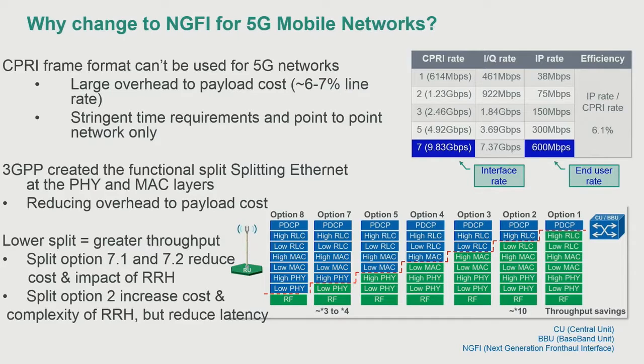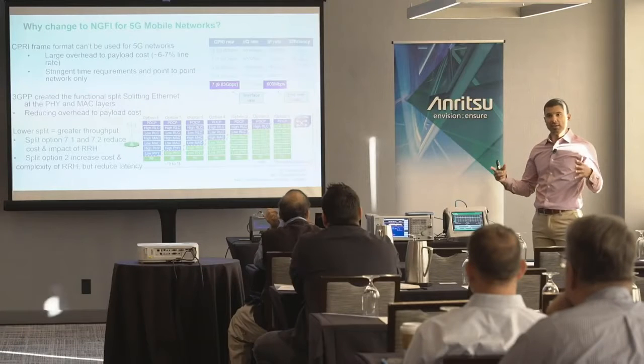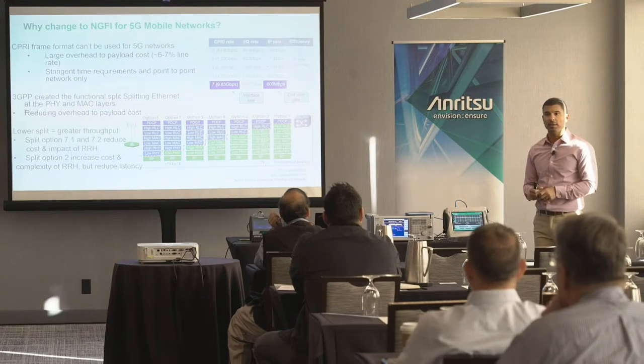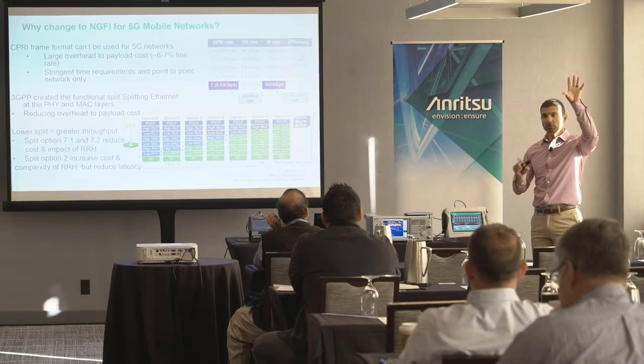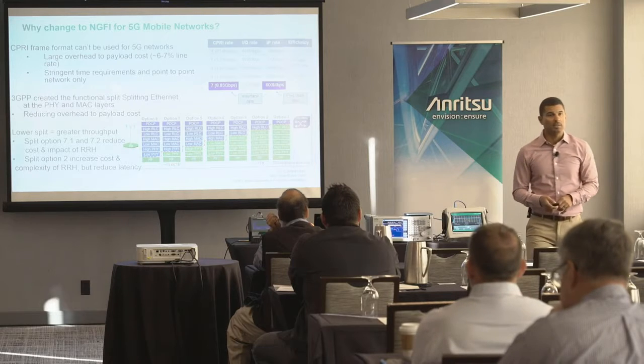The biggest thing, though, is you'll notice, even as you get into higher CPRI rates, look at the IP rate. This is your actual data throughput, your IP user data. You'll notice that even at nearly 10 gigabits per second, or CPRI rate 7, you only have an actual IP end user rate of 600 megabits per second, which only equates to an efficiency of 6.1%. So think about that. Out of your entire CPRI transport that is transmitting your data from your radio to the baseband unit, only 6% of it is actually IP data.